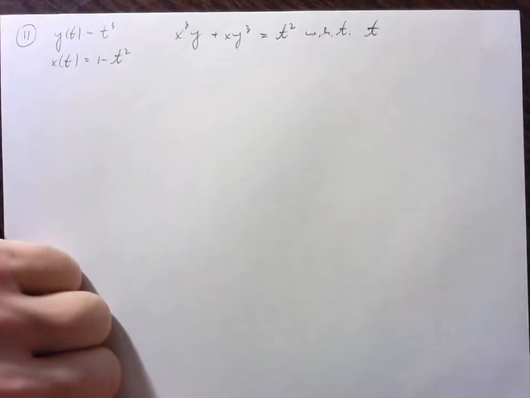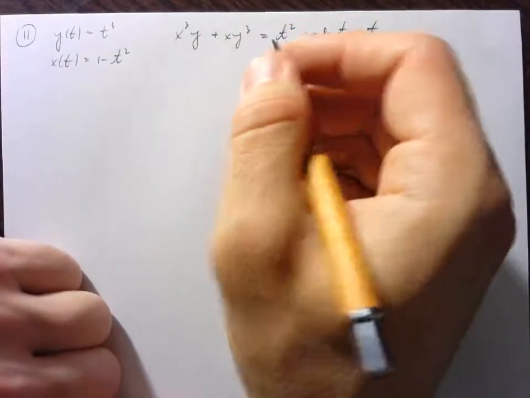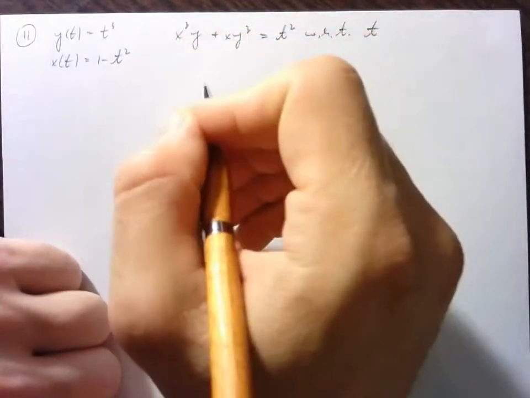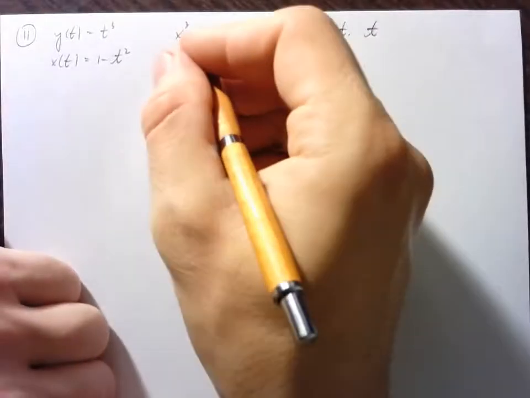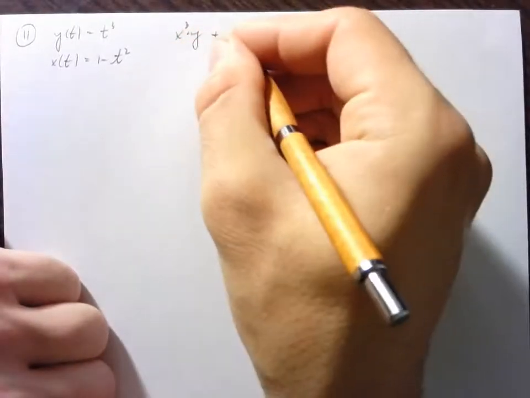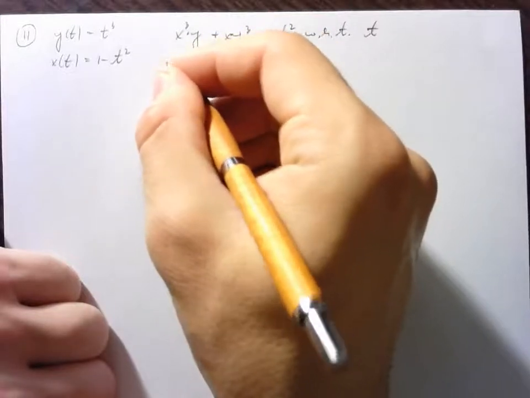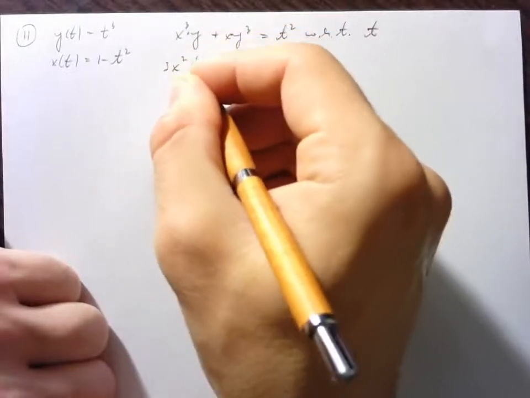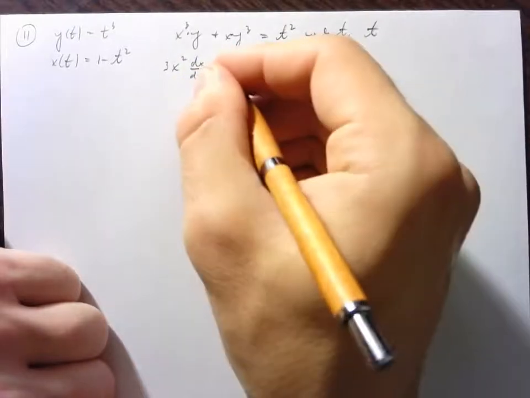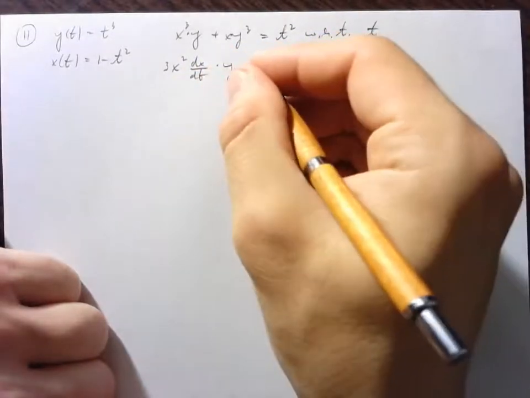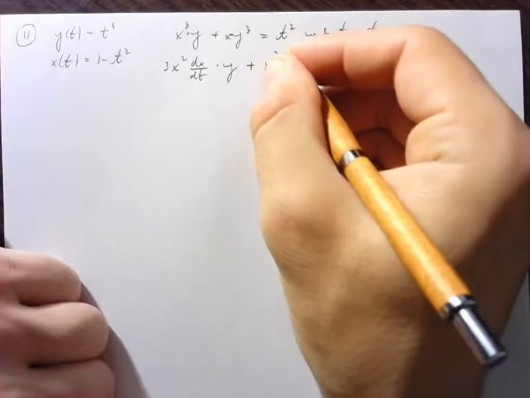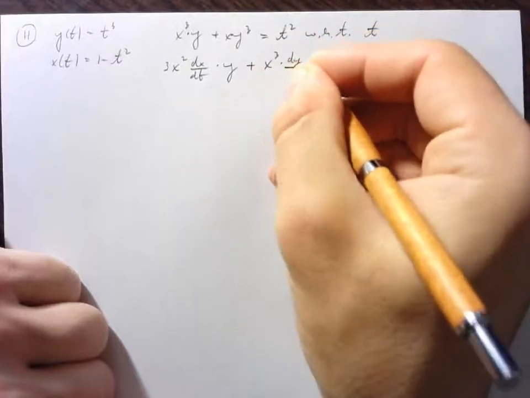Let's see what happens. So I take the derivative here with respect to t while treating both x and y as functions of t. Here, of course, I'm going to have to use product rule for both terms. So I get the derivative of the first, which is 3x squared dx dt from chain rule, times y plus the first, so x cubed times dy dt.